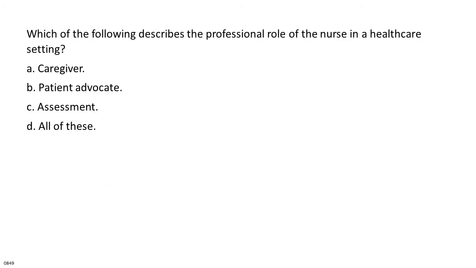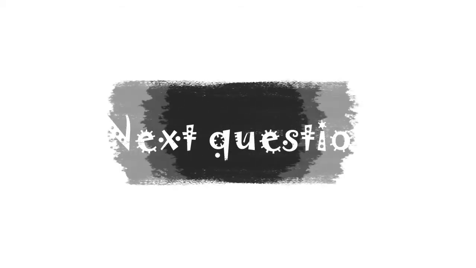Which of the following describes the professional role of the nurse in a healthcare setting? A. Caregiver. B. Patient advocate. C. Assessment. D. All of these. The answer is D. All of these. All of these are important professional roles of the nurse in a healthcare setting.